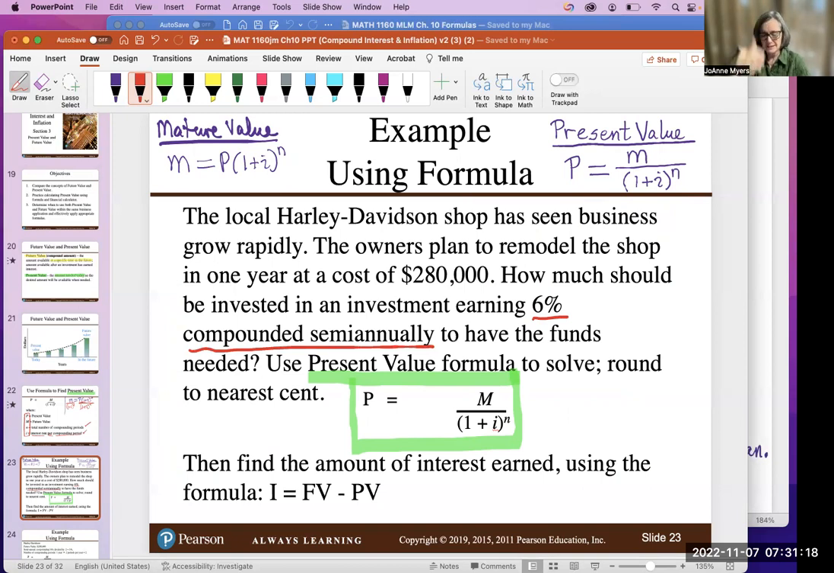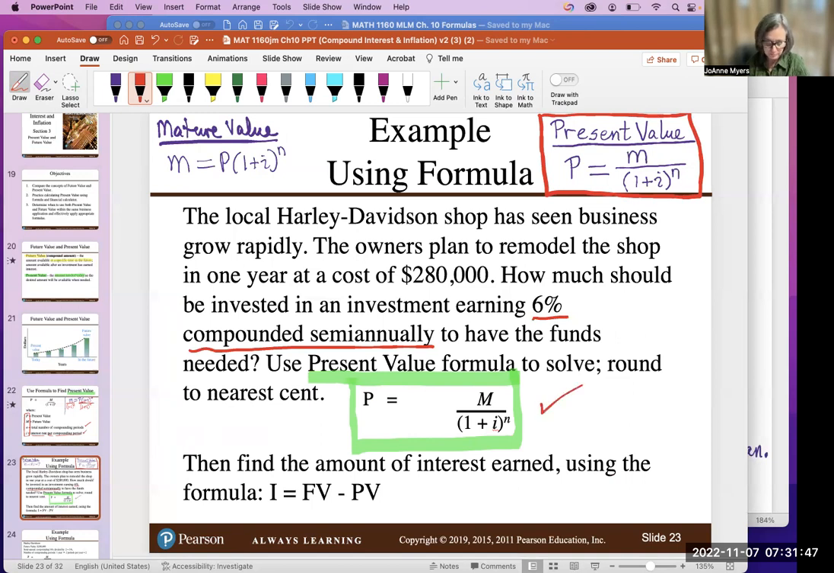On the test, it's not going to say this is a present value formula. You have to figure that out. How do I know? Well, I know that a year from now, they're going to need $280,000. So if I'm their financial advisor, how much do they need now in the present? That's going to be my present value equation. So that's the one I need to pull out of my memory or take off of my chart if I'm working and have a formula sheet.